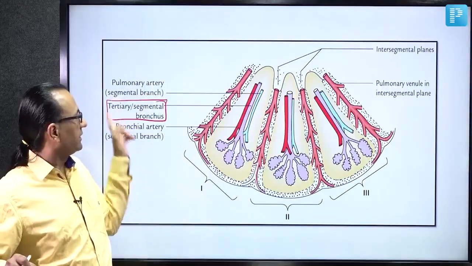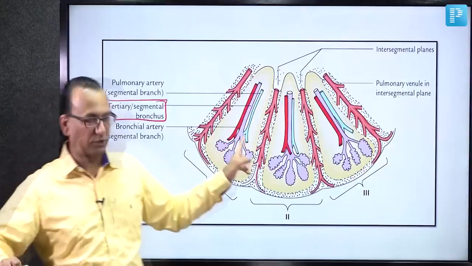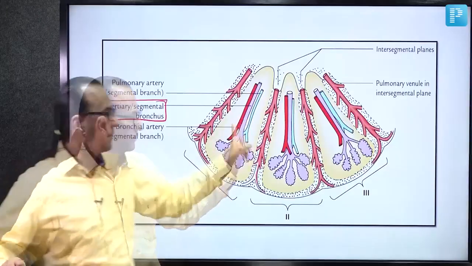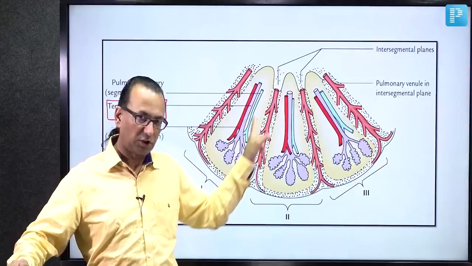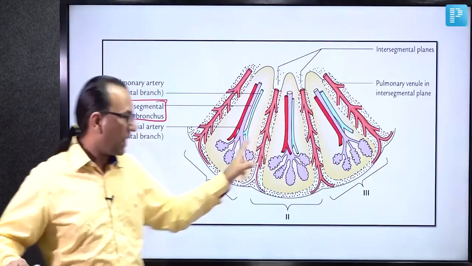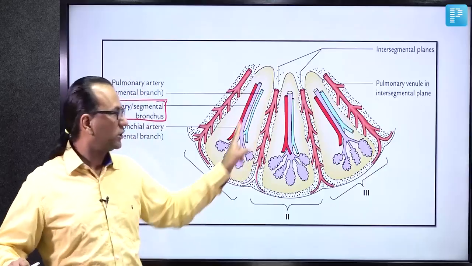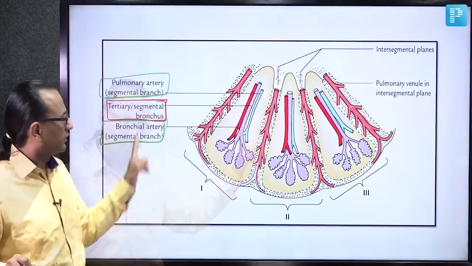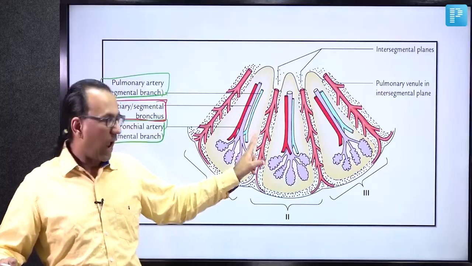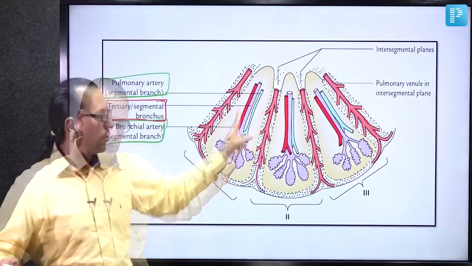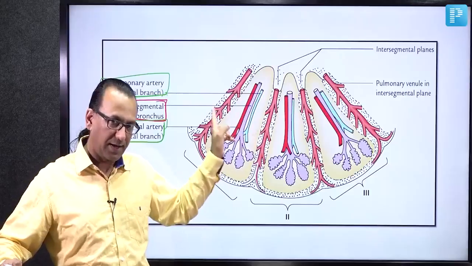This is also called segmental bronchus. So there is one segmental bronchus or tertiary bronchus, followed by a segmental branch of the pulmonary artery, which will bring the blue blood, the deoxygenated blood from the heart, and the segmental branch of bronchial artery, which will bring the oxygenated blood to the lung. So here you can see one artery is shown blue, which is pulmonary artery, and one is shown red, which is bronchial artery. Whereas the pulmonary veins are intersegmental in nature.